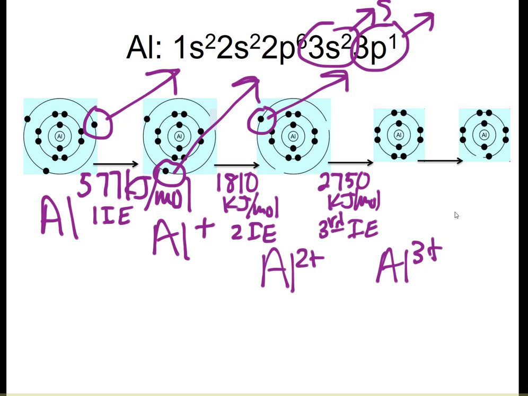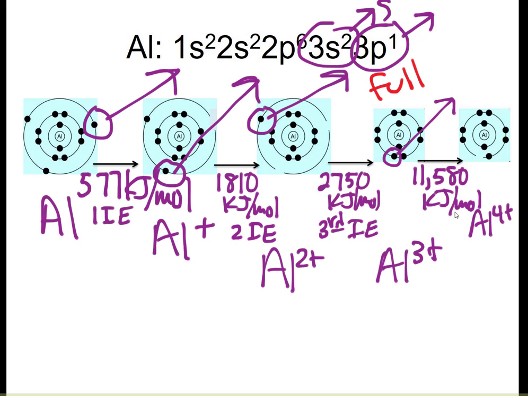Well, let's keep on with our chemistry torture and remove one more electron. And when I look up the value for removing this electron, I get 11,580 kilojoules. So I've had to add a lot of energy to remove that fourth electron, and that's because I am removing it from a full sublevel or a full energy level. Also, these are all the core electrons. So if I go to remove a core electron, it's going to take a lot of energy.